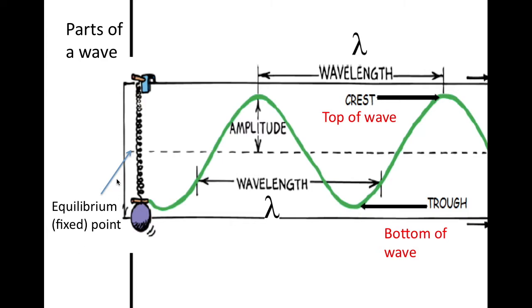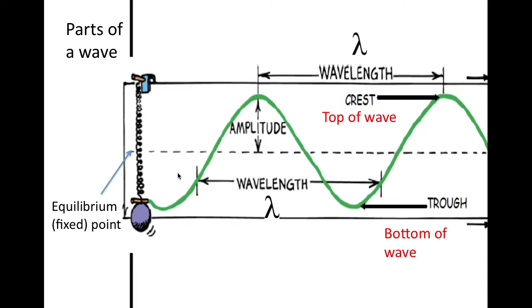The equilibrium point, also known as the fixed point, is located here, where the spring would be at rest. While the object is oscillating, it would oscillate equally above and below this fixed point. The maximum displacement from the fixed point is called the amplitude, and that is also from the equilibrium point down to the trough. So it could be from equilibrium point to trough. It can also be equilibrium point to the crest of the wave.